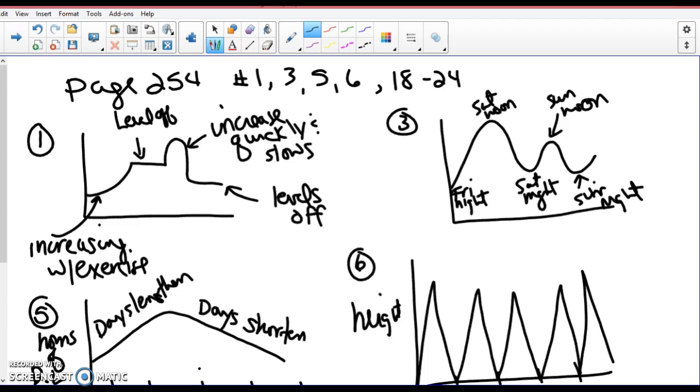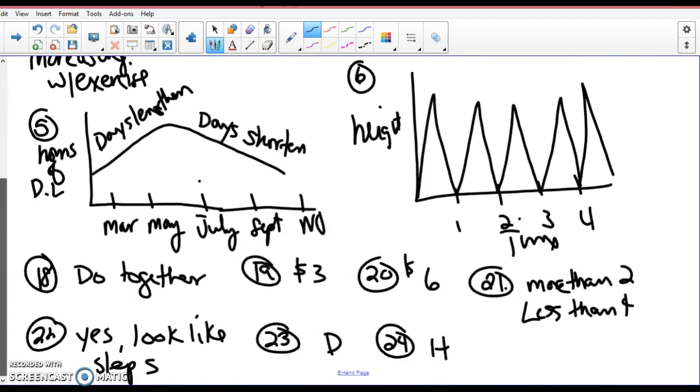Here are the answers to last night's homework. Pause that and check it. And then here's the rest of the homework. You can pause and check.